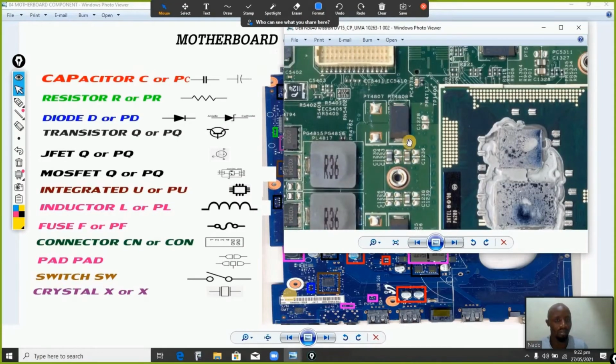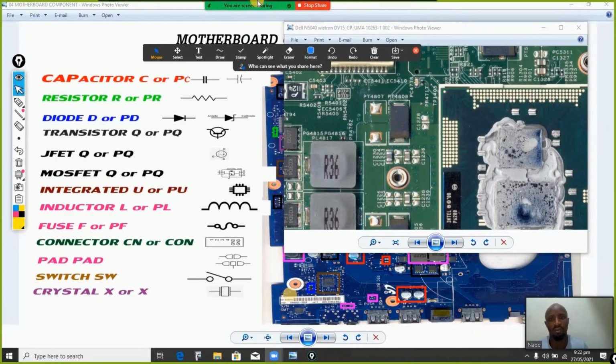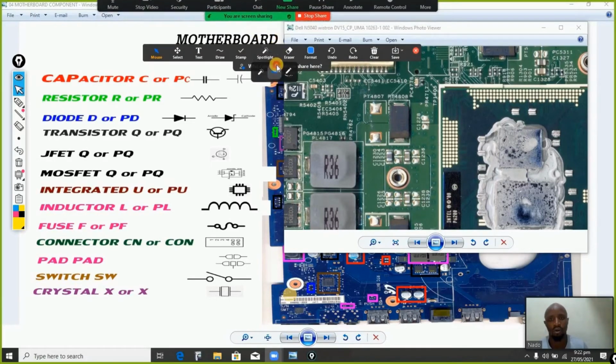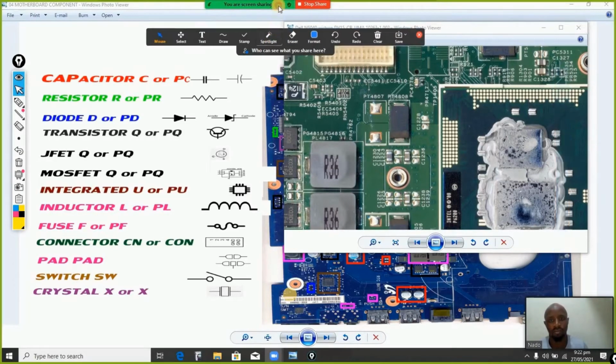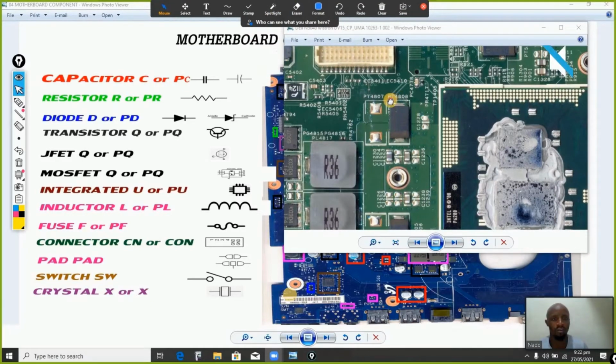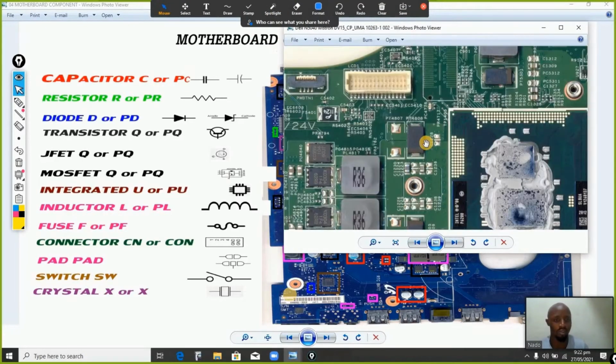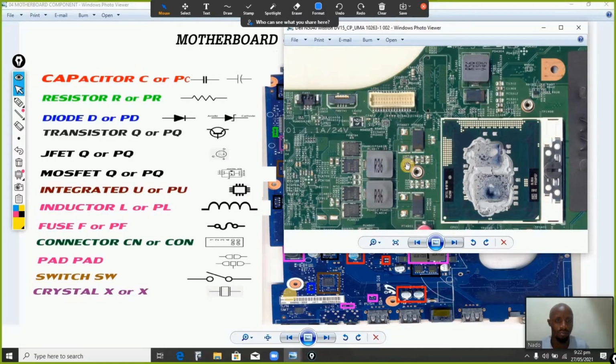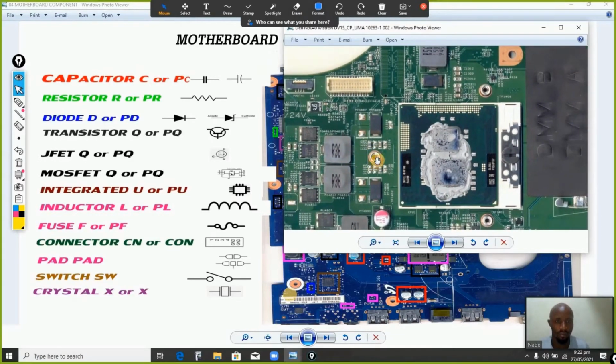By the time you begin to check, if you have anybody that has a motherboard here, the person should specify. Can you confirm? Let the person confirm what is the location of this capacitor. What is the printing on these capacitors?